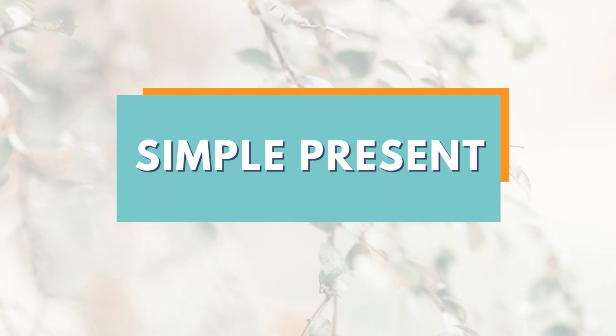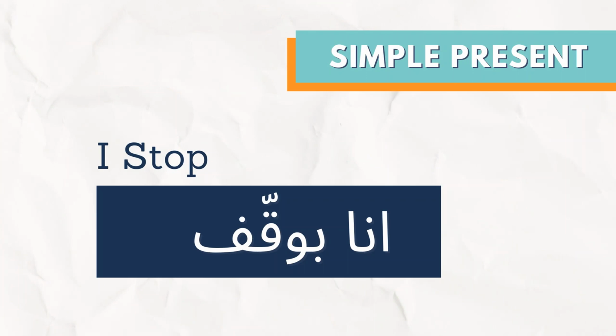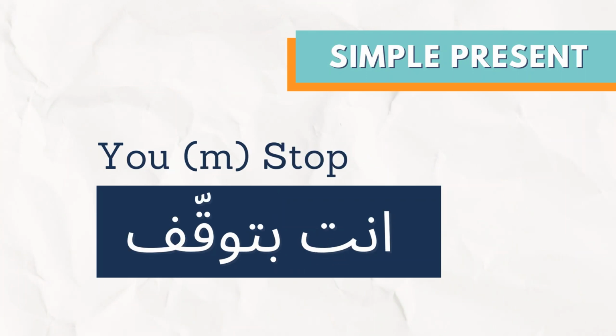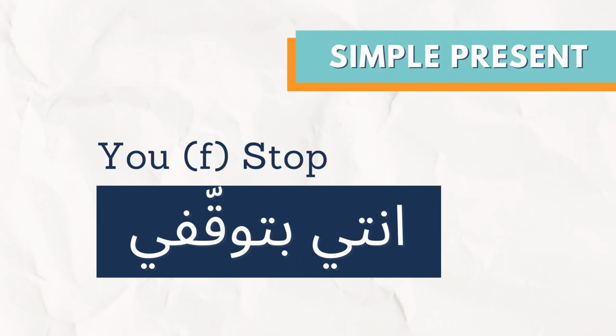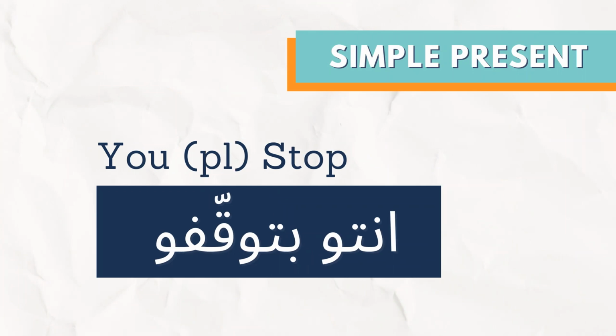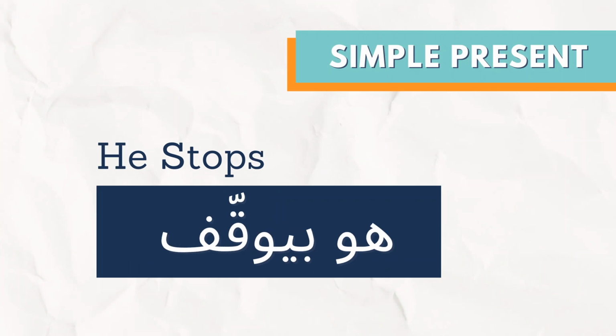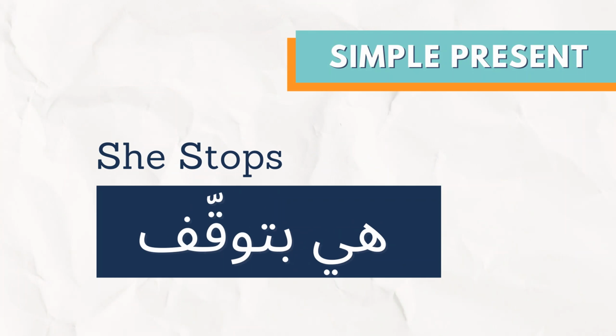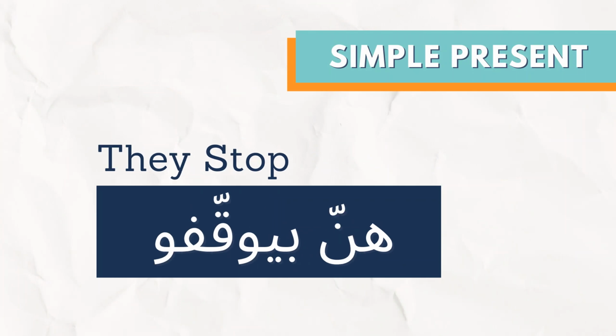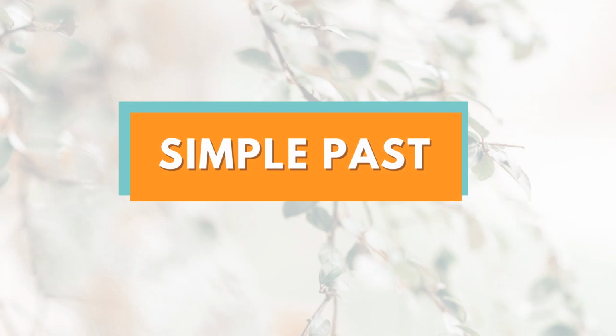How do we conjugate the verb in the simple present? أنا بوقف. أنت بتوقف. أنتي بتوقفي. أنتوا بتوقفوا. نحن منوقف. هو بيوقف. هي بتوقف. هنن بيوقفوا. Let's see how we conjugate the verb in the simple past.